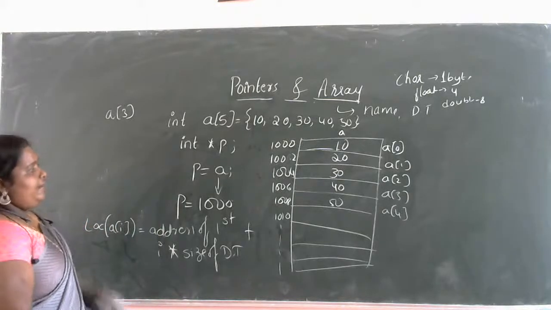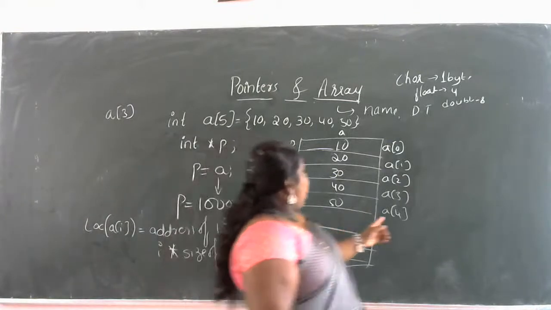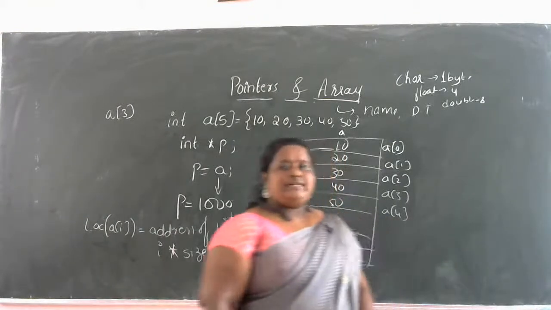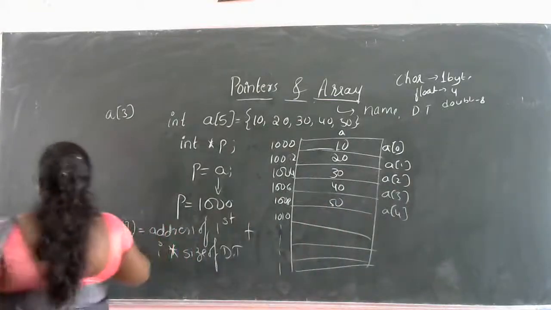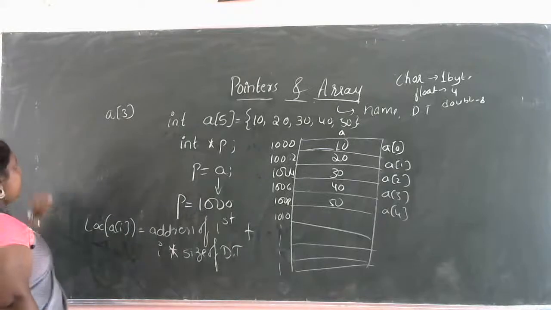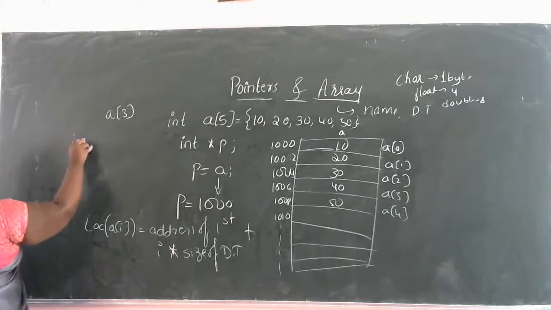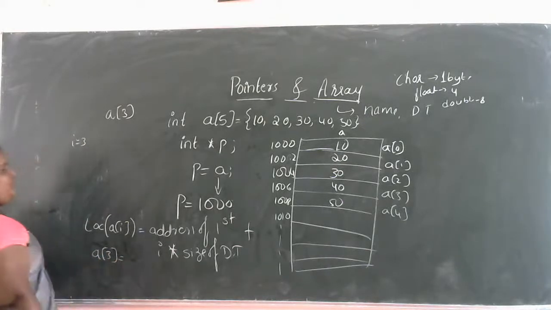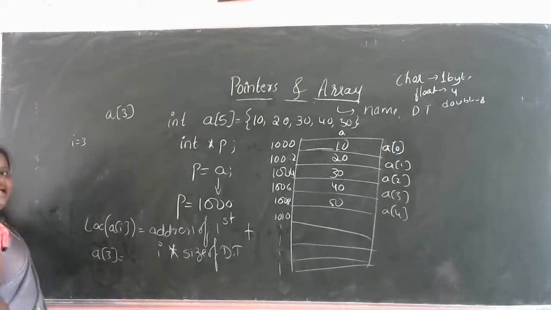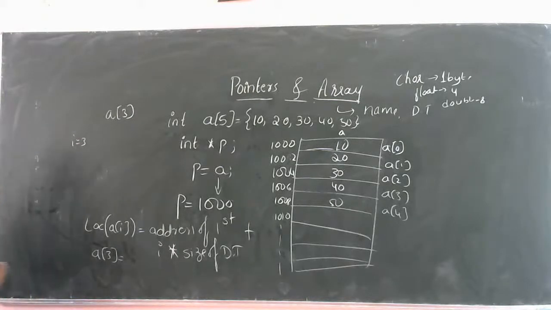You know, array index starts with 0 and ends with n minus 1. Right? Here I means array index. Okay, now you want a of 3, so the I value is 3, right? You have to access the value stored in a of 3. You want to access the value stored in a of 3.